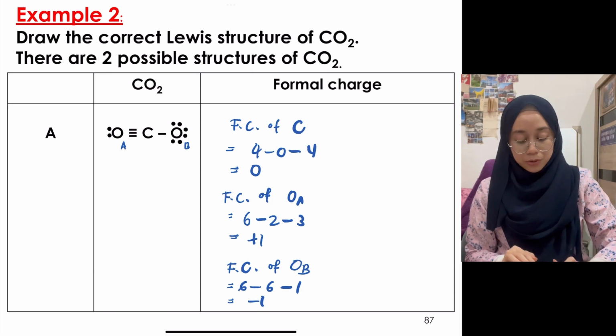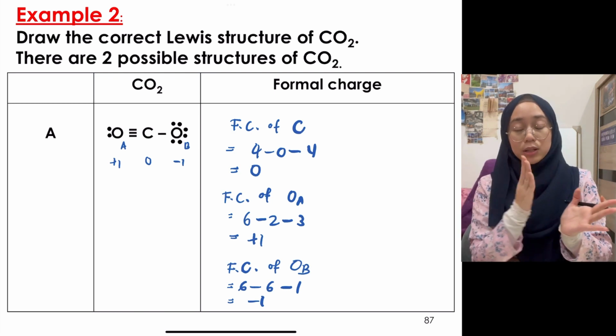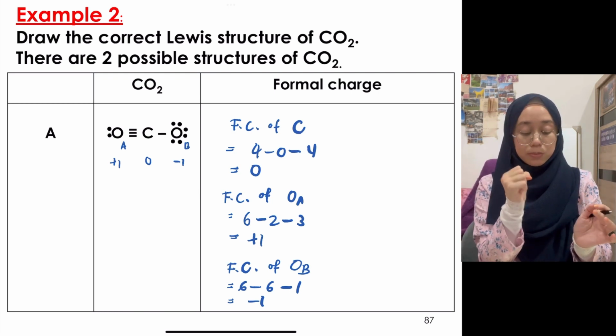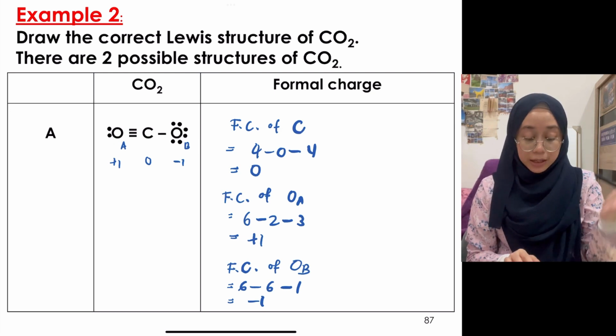So in total 0. Ini positive 1, ini negative 1. In total formal charge dia, kalau kita total upkan formal charge dia dapat 0. So maksudnya untuk ini, sebab dia neutral molecule, so sepatutnya total akan jadi 0. Okay, ini untuk structure A.